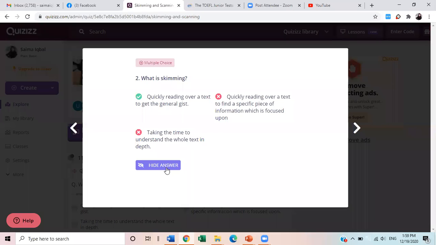Number one. Okay. Number three can't be correct, because taking the time to understand the whole text in depth is not why we do skimming and scanning. We do skimming and scanning techniques because there is a lot to read, and especially in examinations like TOEFL and IELTS, you have limited time to do the reading comprehension part.